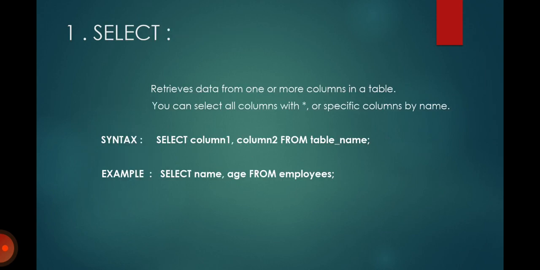Select. Select is used to retrieve data from one or more columns in a table. You can select all columns with star or specific columns by name. The syntax for select is: select column 1, column 2 from table name. For example, select name, age from employees.